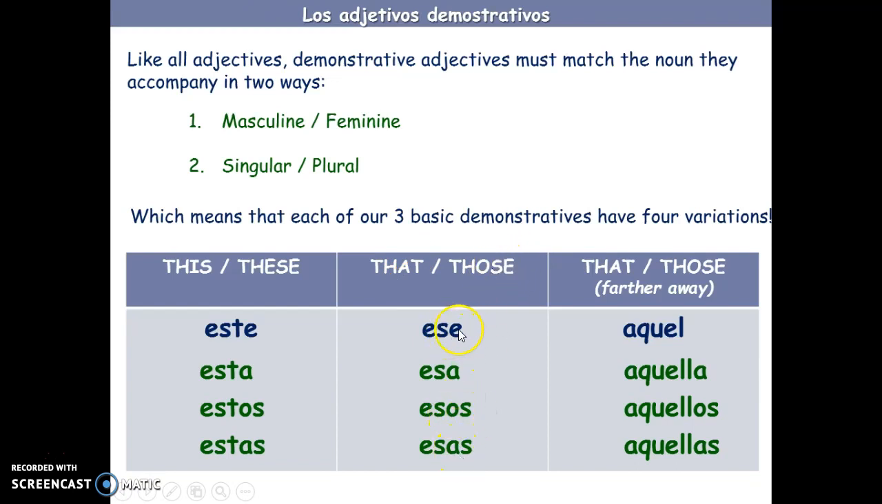And this is masculine, feminine, masculine, feminine. Aquel and aquella mean that, but really far away from me. Aquellos and aquellas mean those, but again, really far away from me. Alright, masculine, feminine, masculine, feminine.